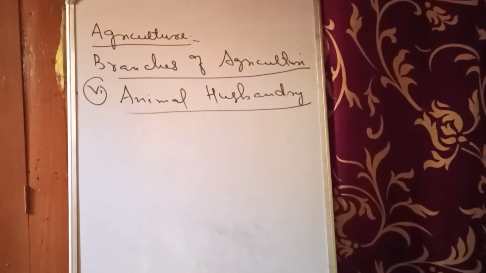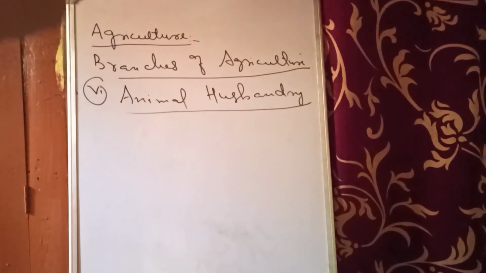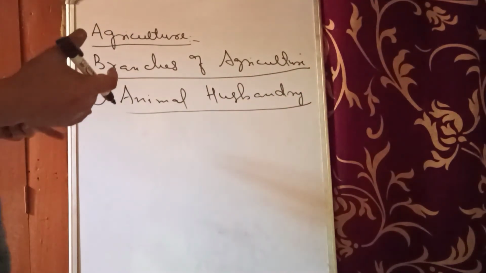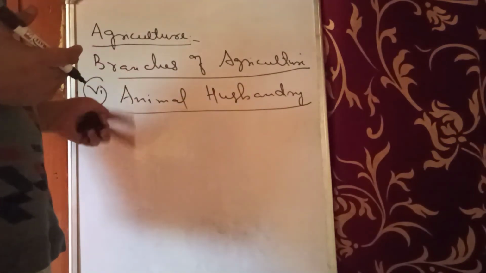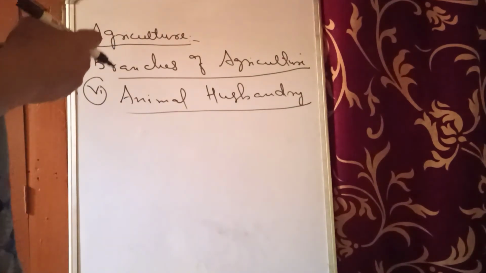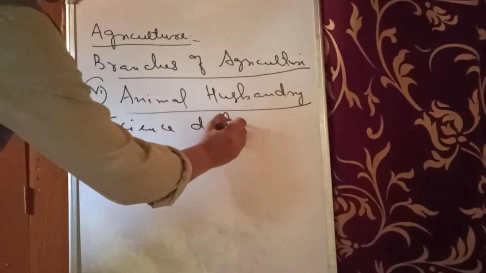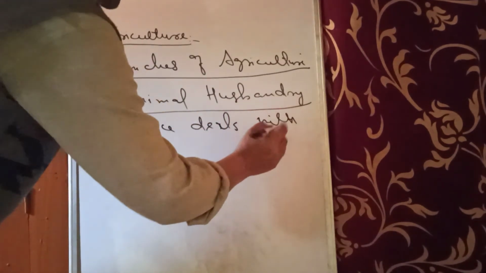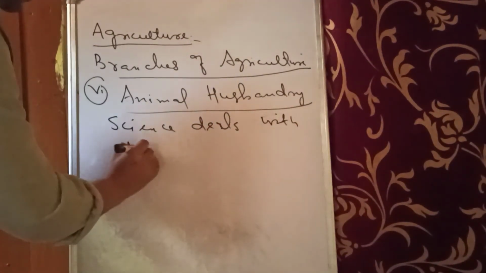The animals which we domesticate, we must take care of them. We must know how to feed these animals, how to take proper care of them, how to get good benefit from them, and how to know the diseases of these animals. We have a separate science for these animals, that is animal husbandry. So what is animal husbandry? It is simply the science which deals with animals.